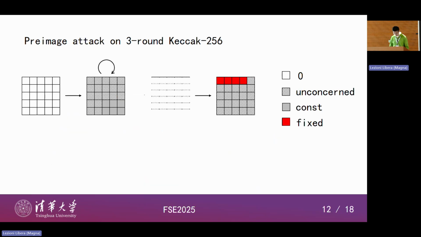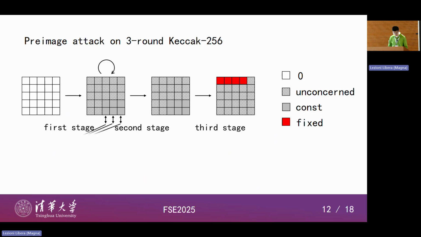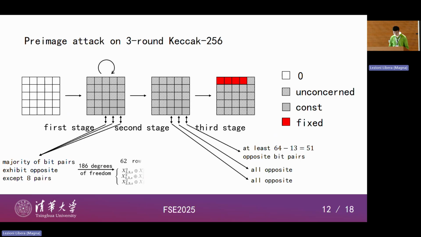So we introduce a middle stage linking the first stage and the third stage. These are the equations we added. It has a high probability of satisfying the third and the fourth bit pairs, while the fifth bit pair also shows a promising probability.